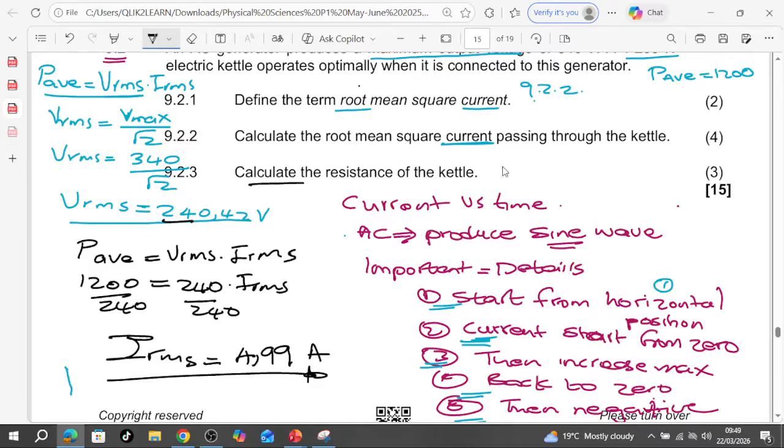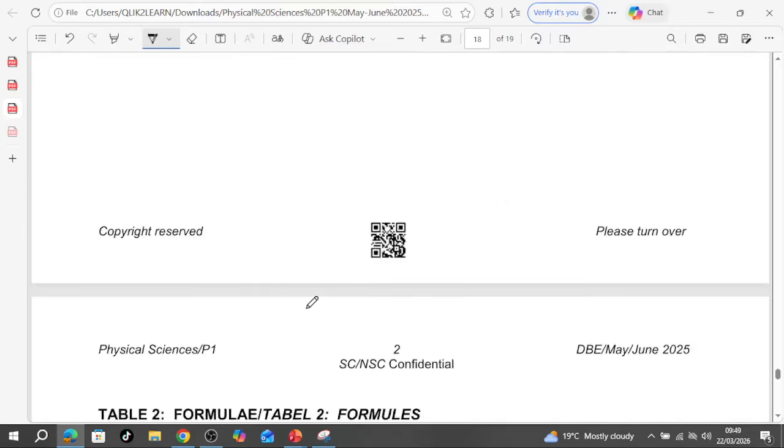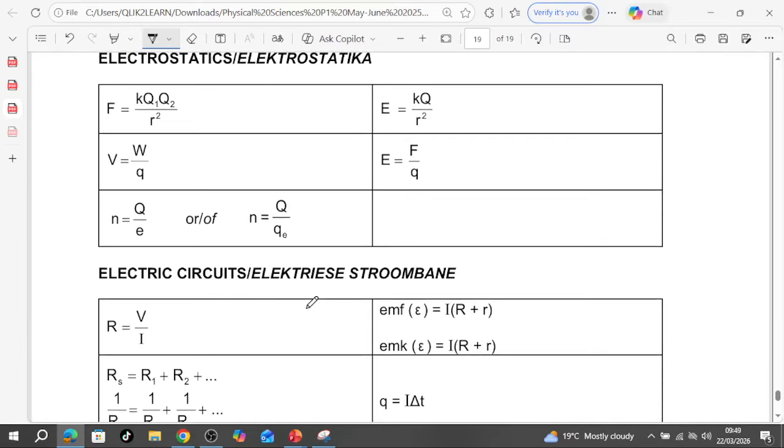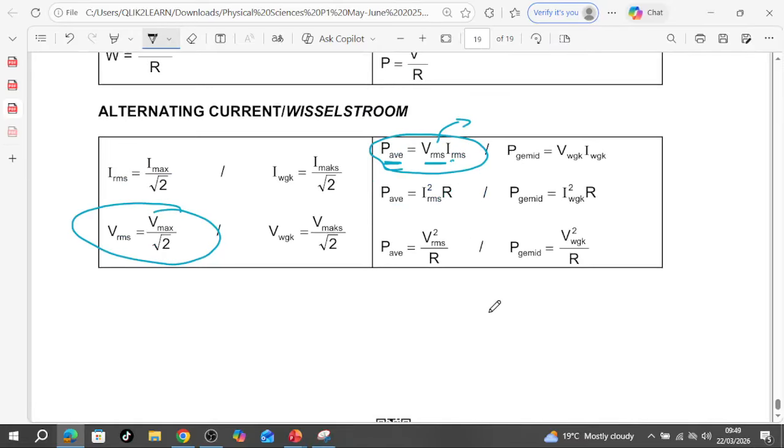The last question says calculate the resistance of the kettle. I'm not going to waste time on this one. Let me quickly check my formulas. Maybe something will come out from those formulas. They want us to find the resistance, and I'm just going to go through these formulas and check what I can do from them. I think I'm going to go with Ohm's law, because I have the VRMS and I have the IRMS.